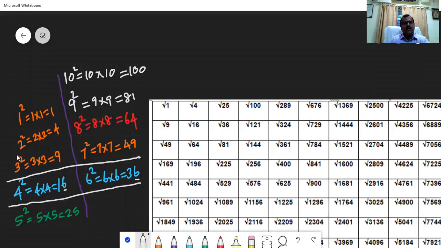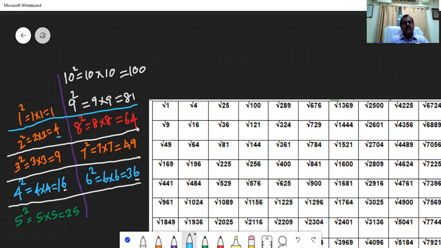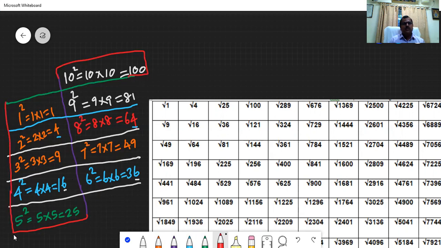Similarly, 3 square and 7 square. What is the ending number? 3 square is 9, 7 square is 49, also ending in 9. If you think about the other numbers, 2 square and 8 square, both are ending in 4. Exactly correct. Can you tell about 1 square and 9 square? Yes, exactly correct. And 5 square ends with 5. 10 square ends with 00.